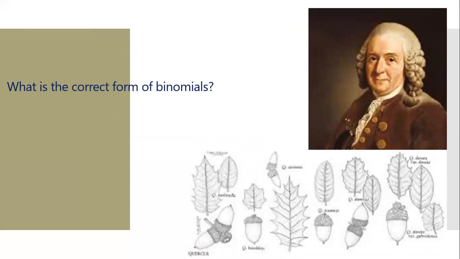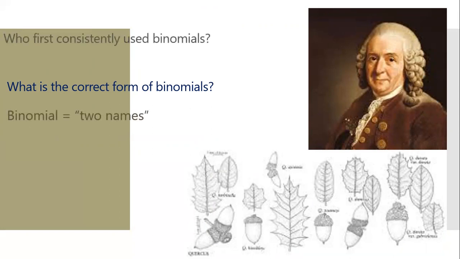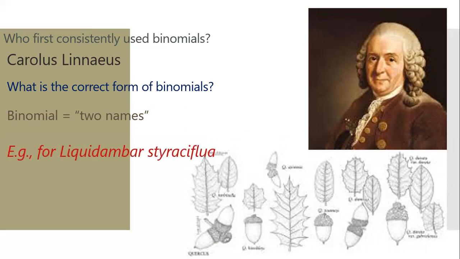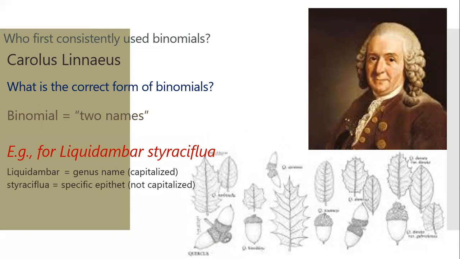Binomials are composed of two names, and the first to consistently use binomials was Carolus Linnaeus, a Swedish botanist who is often referred to as the father of taxonomy. Prior to the use of binomials, the designation of species was inconsistent and may have utilized several words. An example of a binomial is Liquidambar styraciflua. Liquidambar is the genus name; observe that it is capitalized, and styraciflua is the specific epithet, which is not capitalized.